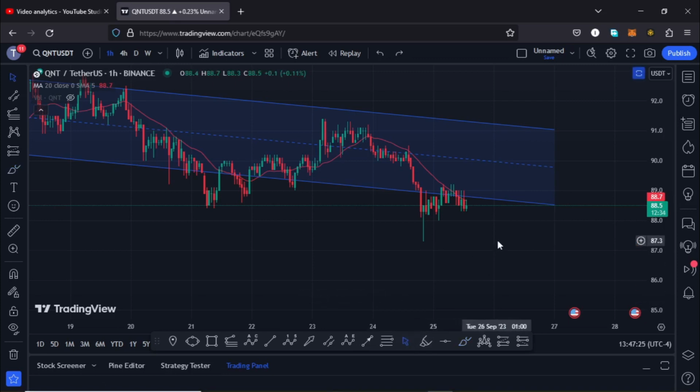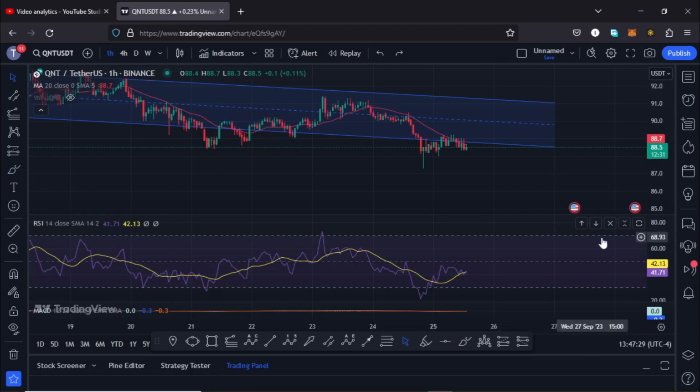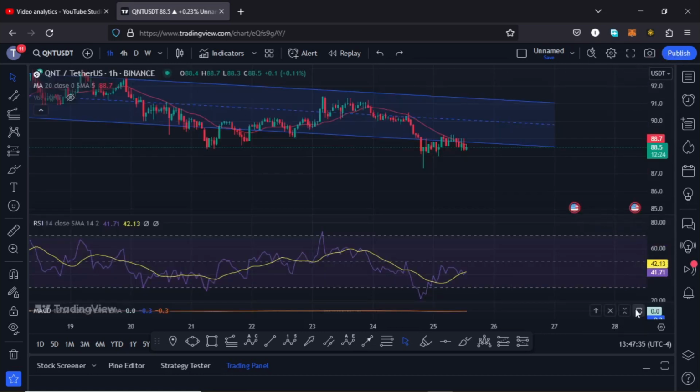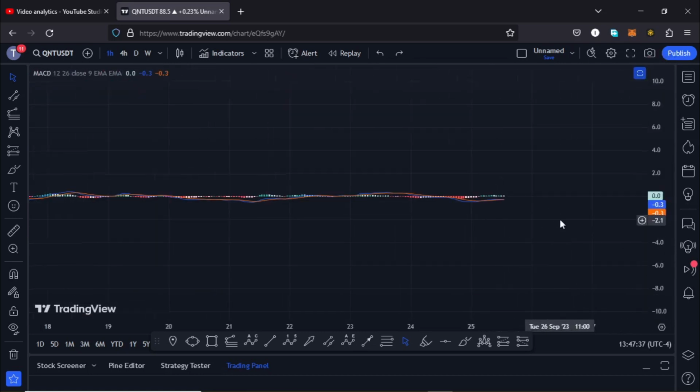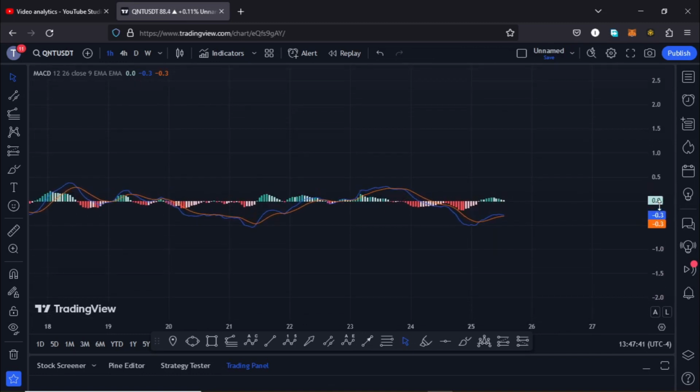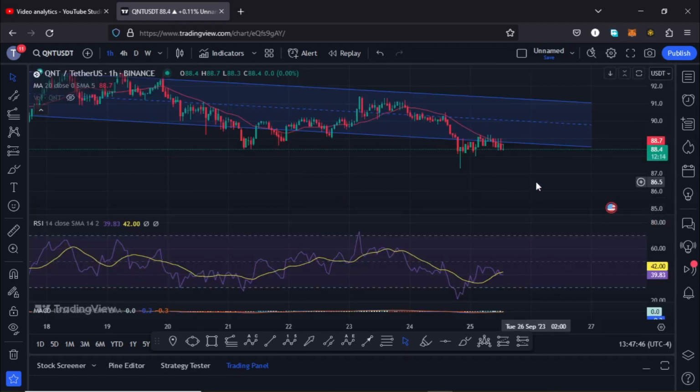Also taking a look at the indicators here on the 1-hour chart, you can see that on the RSI we are trading at around the 42 mark, fully supporting higher prices. On the MACD we have been able to print a bullish cross, which is also fully supporting higher prices. So let's be patient and see how that plays out, and I will be keeping you up to date.